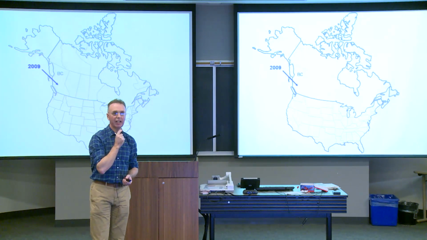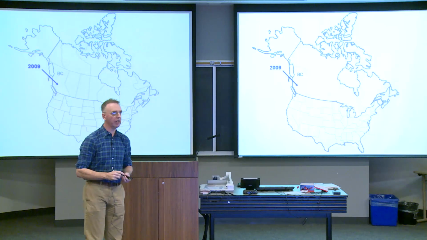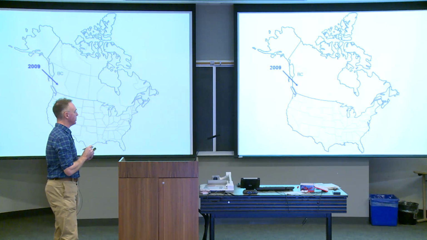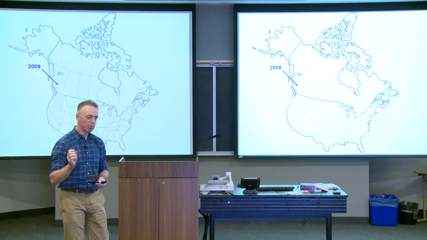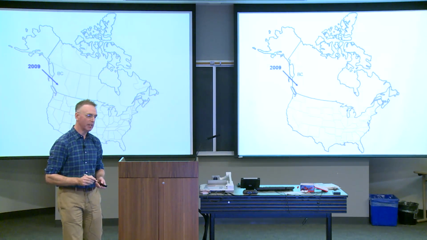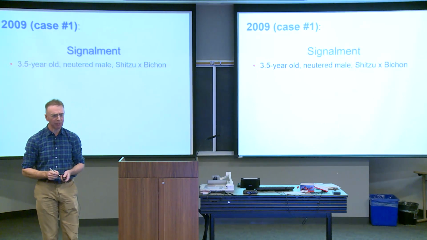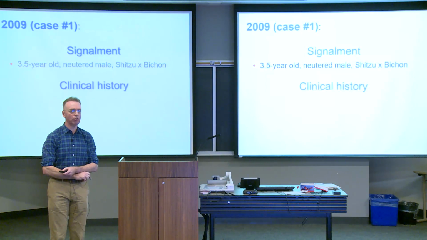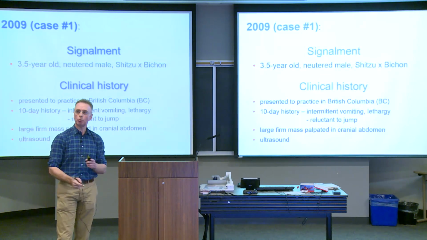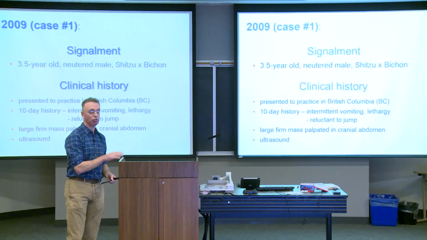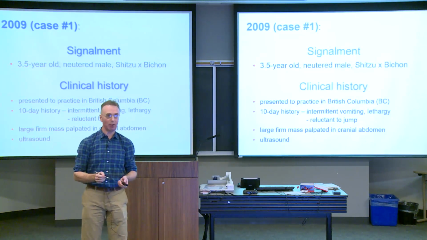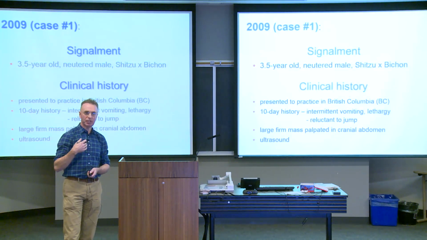In 2009, I got a phone call from a veterinarian working in a town called Powell River, which is on the west coast of British Columbia over here, and he was looking at a dog that had come to him with a family that was traveling in BC, but they lived in a town called Quesnel in the central part of British Columbia. It was a 3.5-year-old neutered Shih Tzu Bichon cross, and the history of this dog, that over the previous 10 days, whilst historically it was one of those dogs that bounces all around the house, no longer was it jumping up on the furniture all the time, and it was starting to vomit quite regularly, and it was becoming weak and lethargic.